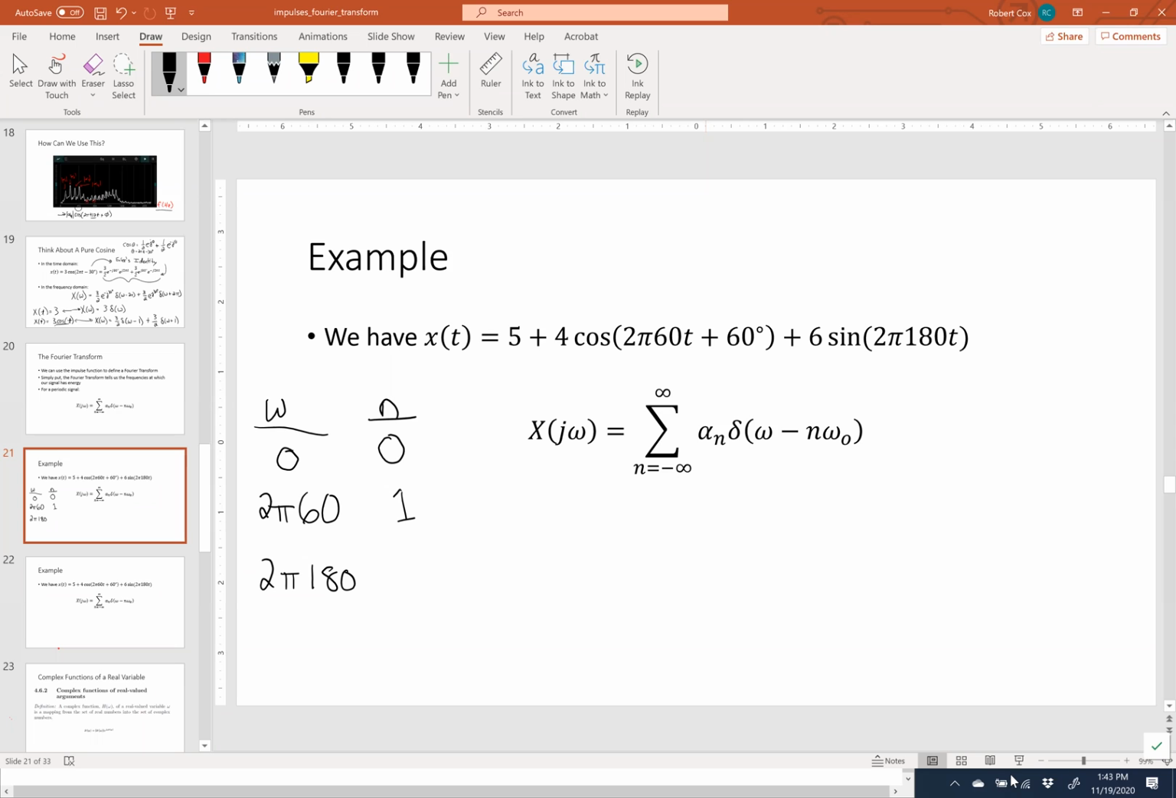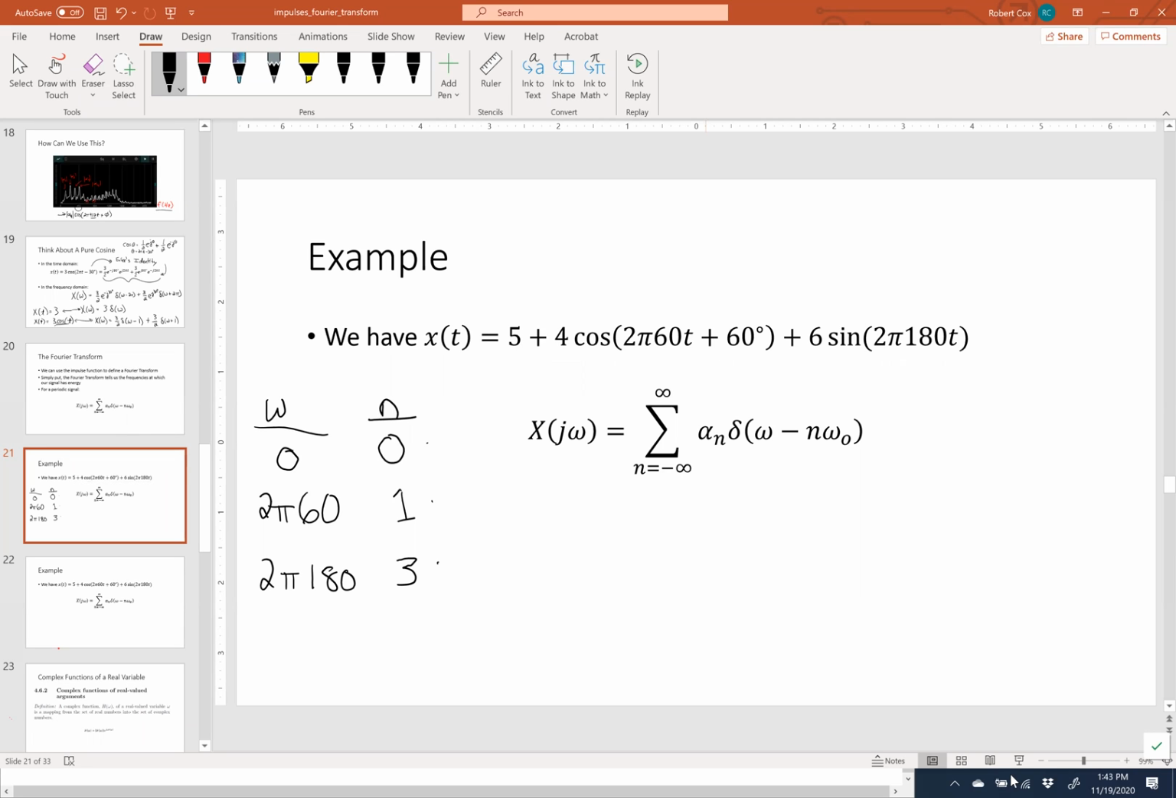What about 2 pi 180? What n value does that one correspond to? 3. Right? So this guy looks like he's got n equals 0, n equal to 1, n equal to 3. I want to express this thing in the frequency domain. In other words, I want to draw a graph that tells me at what frequencies this signal possesses information. And I know right now that it possesses information at DC, 2 pi 60, and 2 pi 180. The thing I want to do is say how much does it have?